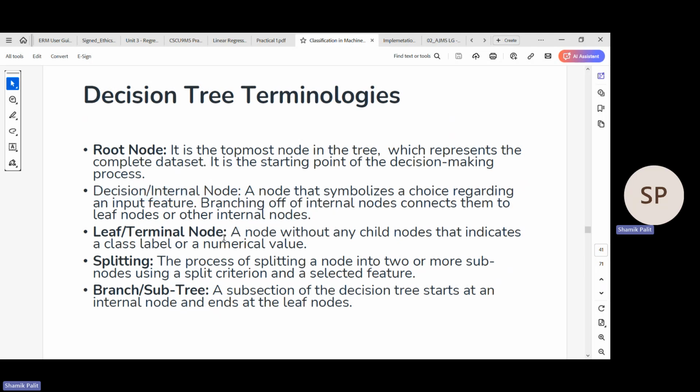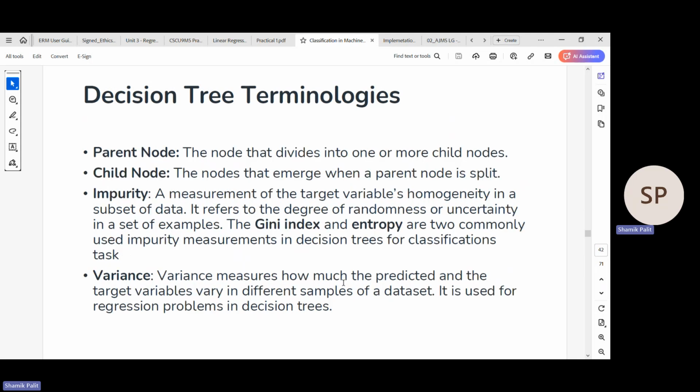Followed by that, the decision node or the internal nodes, very important, where you are giving an input feature. The leaf node generally represents a specific type of class or label, and splitting is one of the functions used to split a specific node into two or more subnodes at any point of time. The subsection, as usual, is known as the branch or the subtree. These are some basic terminology associated with the decision tree. Apart from that, we have the parent node and child node. These are concepts already known to you because you have already studied them in data structure.